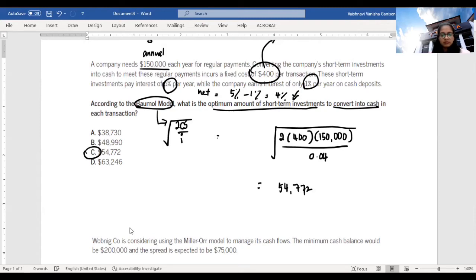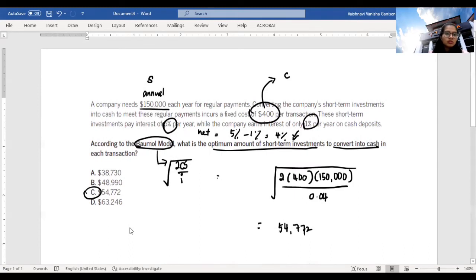So the answer should be C. Okay guys, just to let you know, this question is a MCQ June 2015 question. All right, now it's as easy as this. No complication in this question. It's just whether or not you know how to identify each element of your Baumol model.